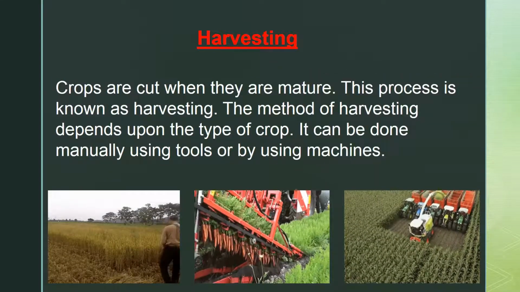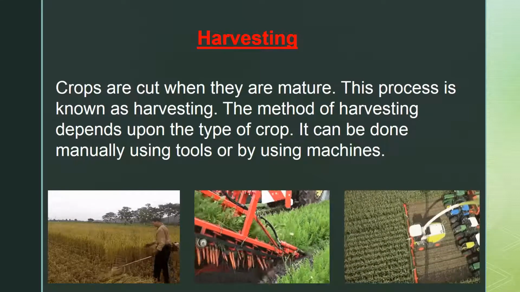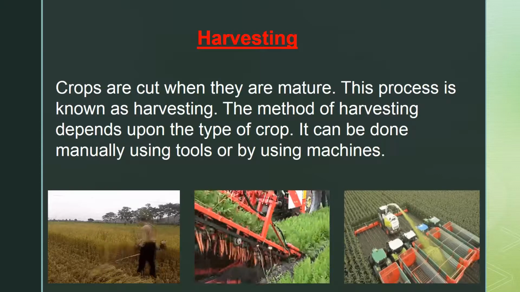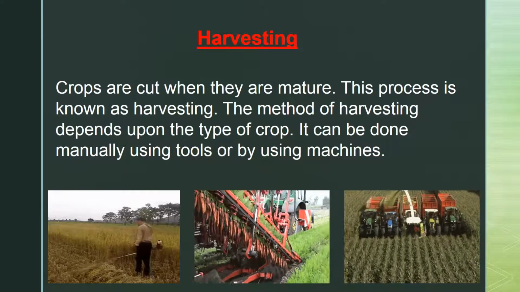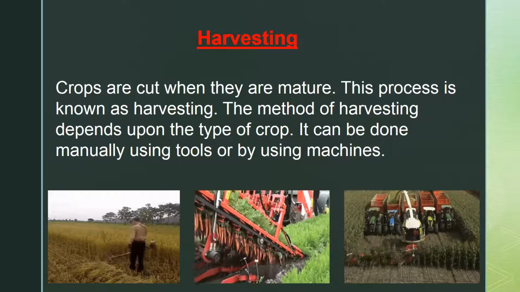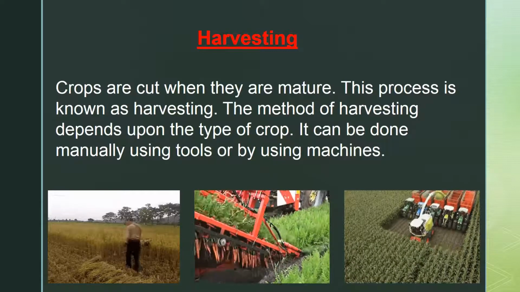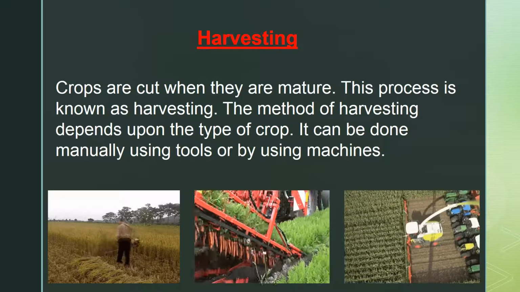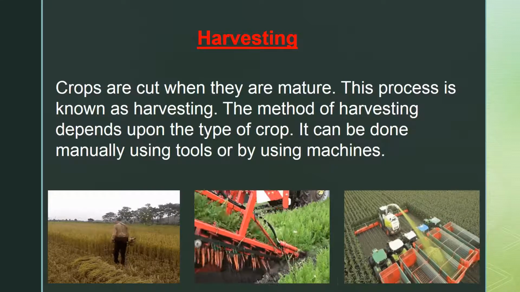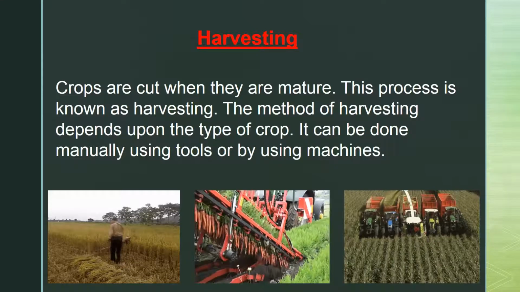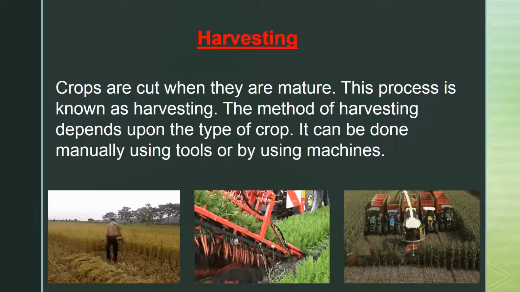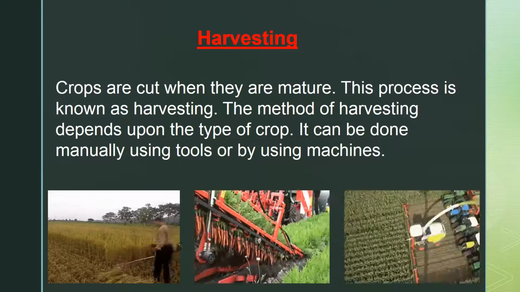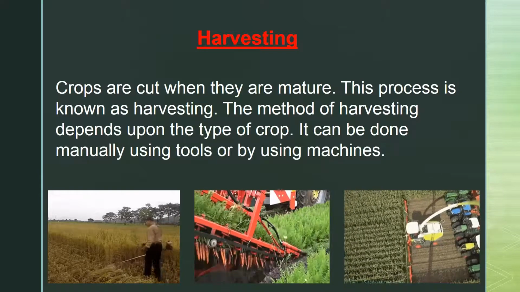So dear students, the final step is harvesting. In this step, a farmer cuts the mature crop from the field, and this process depends upon the type of crop, as you can see in the different videos also. Either it is done by a farmer manually using a certain kind of tool, as you can see in the first video, or by using certain kinds of machines that you can see in the second and the third video.